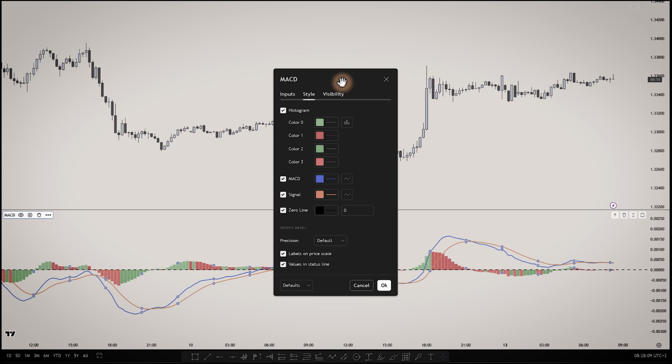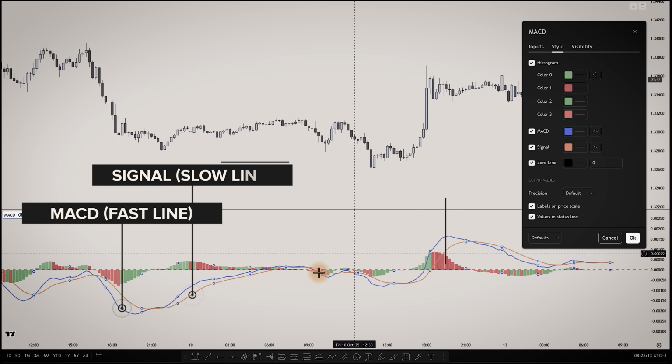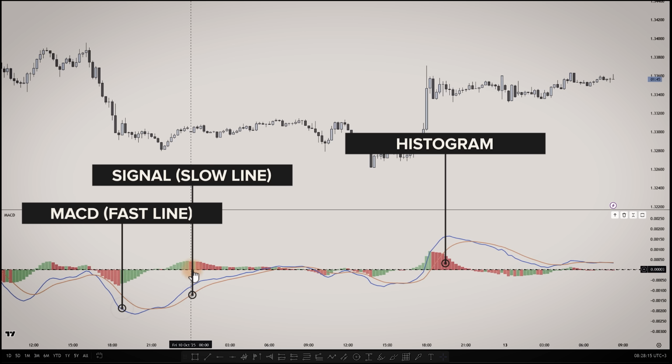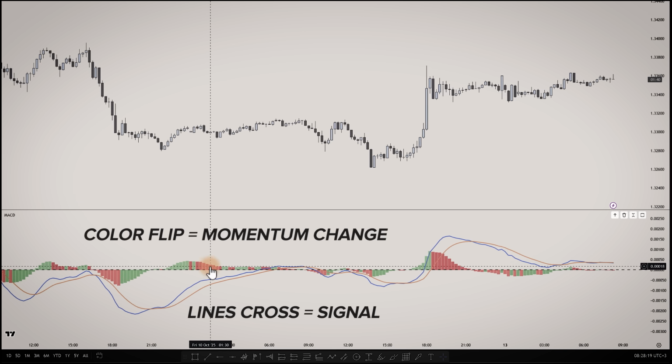Real quick, MACD has 2 lines and a histogram. The fast line, the slow line, and the bars. When the lines cross, that's a signal. When the bars flip color, that's momentum changing. That's all you need to know to understand everything I'm about to show you.